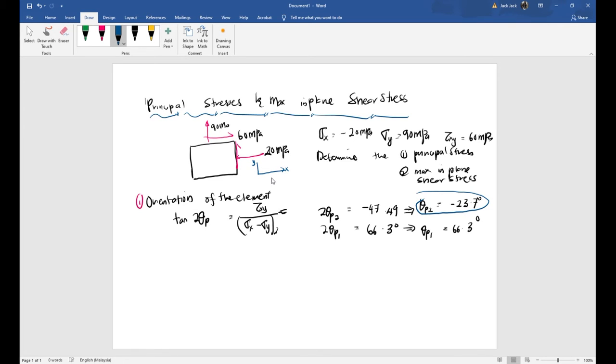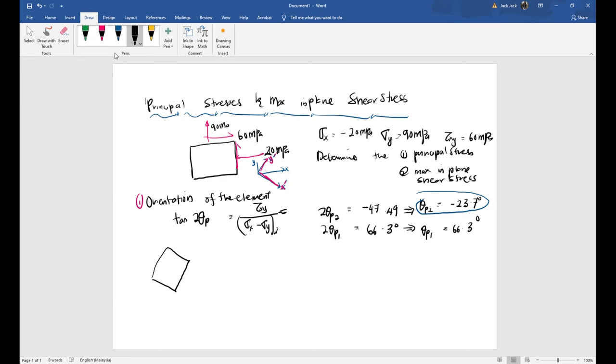So the new orientation of the axis by having theta equal to minus 23.7 degrees is like this. This is your new x prime, and this one is your new y prime. I will use red color to avoid confusion. So this is your new x prime, and this is your new y prime. So we can draw our element. The orientation of our element will be like this.